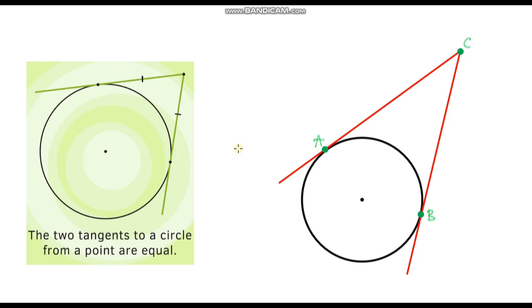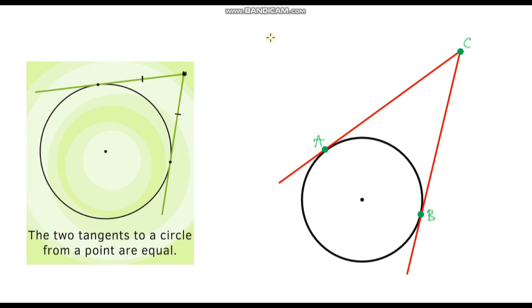Okay, moving on to the second circle theorem. It says the 2 tangents to a circle from a point are equal. So notice up here we've got 2 tangents, the lines in green. They start at this point here, and they go to this point on the circle and this point on the circle. So these two side lengths, they are equal. So that's what we're going to prove. We're going to have to prove it over here.